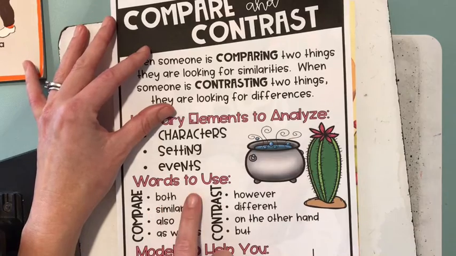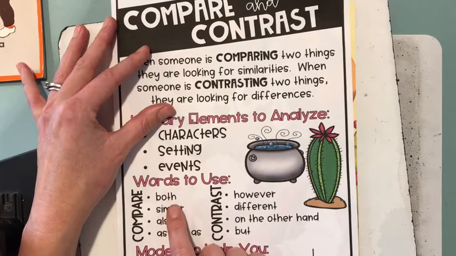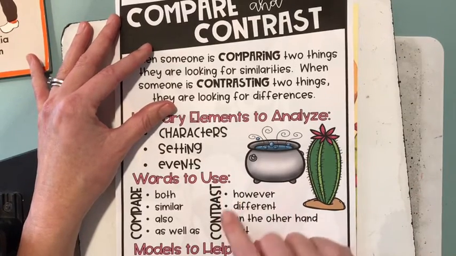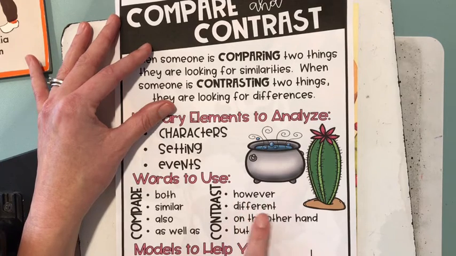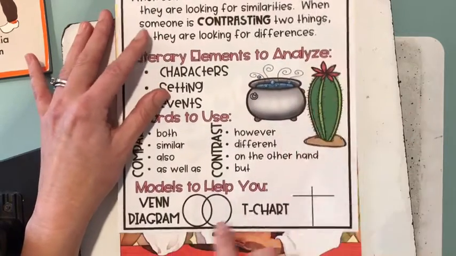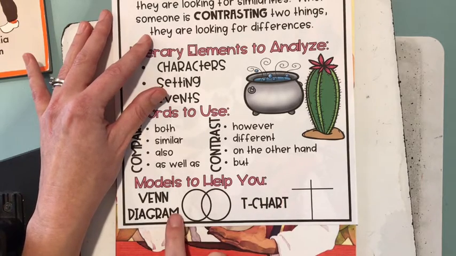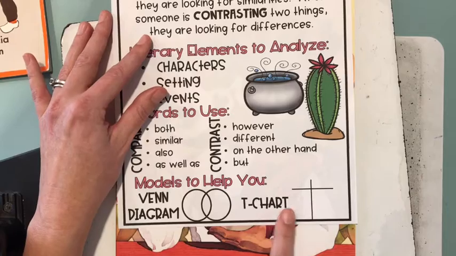If they are to compare two things, you might see words like both, similar, also, as well as. And if they are contrasting, so finding differences, you might see words in the sentences like however, different, on the other hand, and but. And there are two models to help us compare and contrast things. One is a Venn diagram, which is what we're going to do at the end of our activity today, and a T-chart, which is what I just did on my whiteboard.